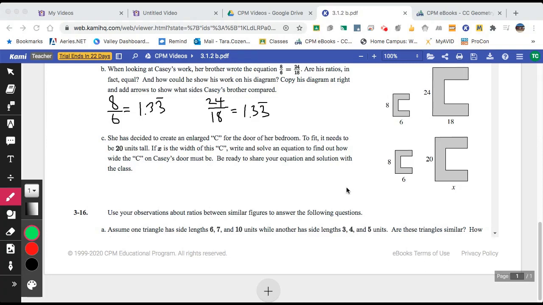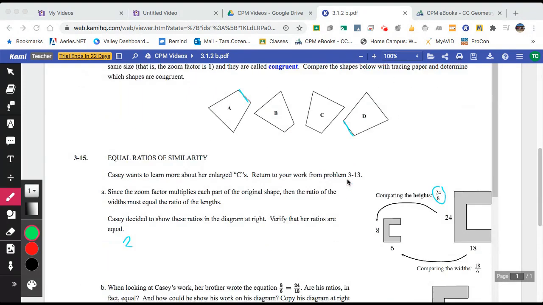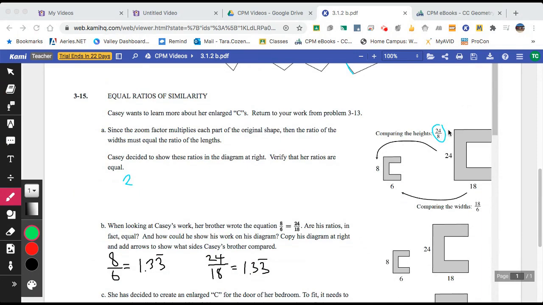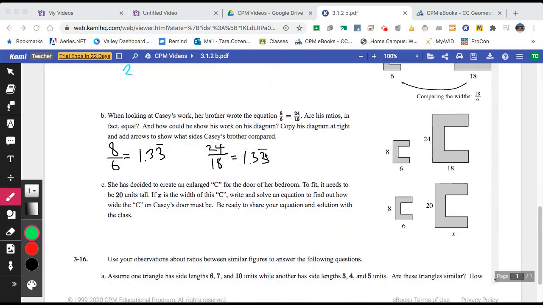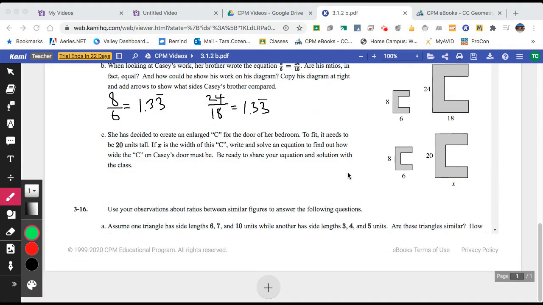Okay, let's go ahead and check our answer for letter C. We're solving for X down here to solve for the width of the C for the door of her bedroom. So what I'm going to do is solve this two different ways for you. The first way, I'm going to set up ratios that look like when we did letter A, it'll look like these. And then the second way, I'll make ratios that look like letter B. Both methods are correct. So when I do the first way, if it doesn't look like yours, that's okay because yours might look like the second way that I show you.